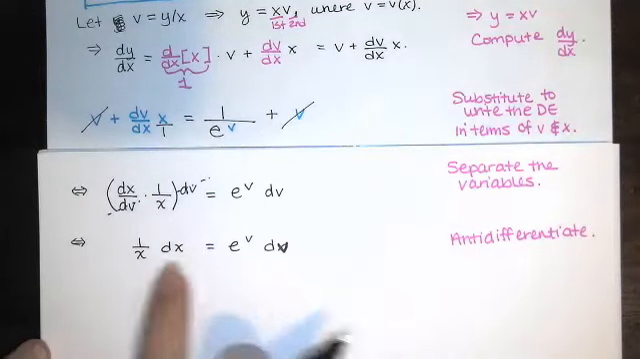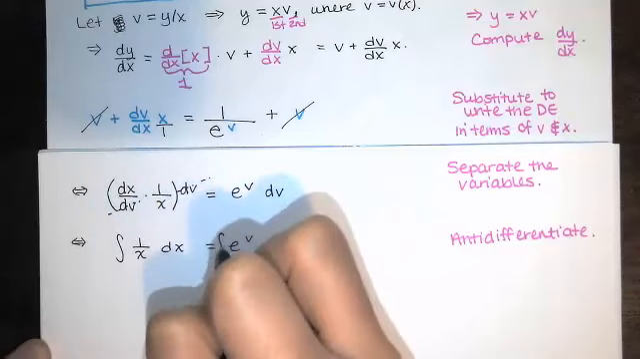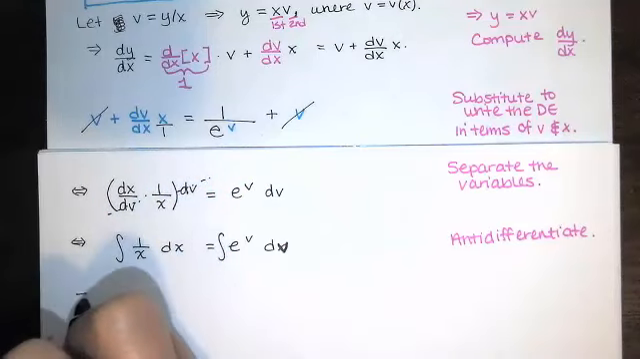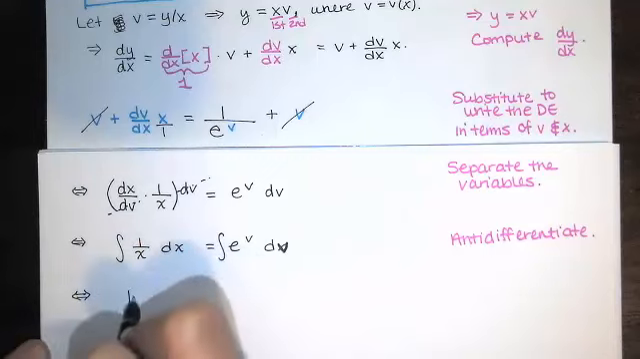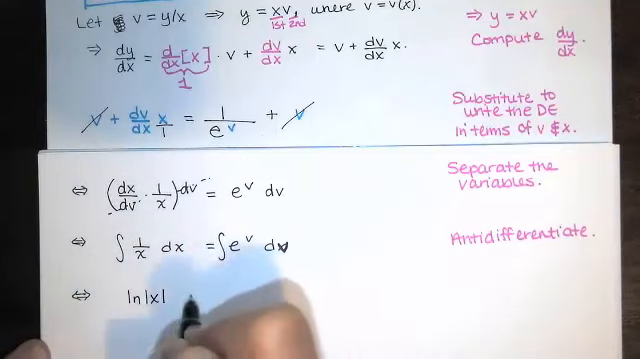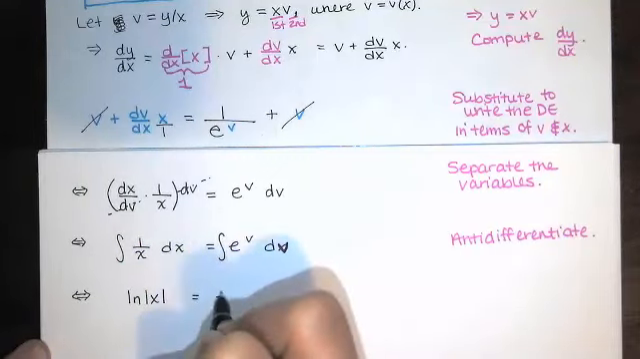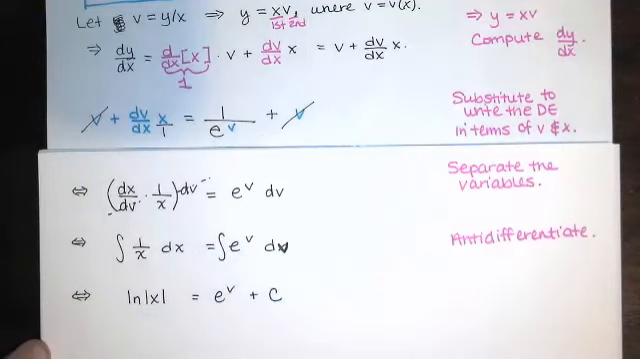Got all the v's on this side and all the x's on this side. Now we want to anti-differentiate both sides with respect to the variable that's there. The antiderivative of 1 over x is natural log of the absolute value of x. The antiderivative of e to the v is e to the v plus c.